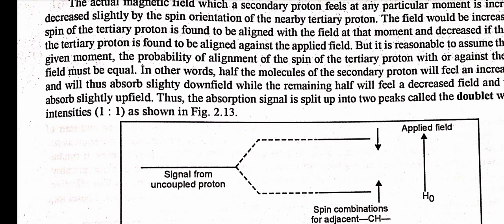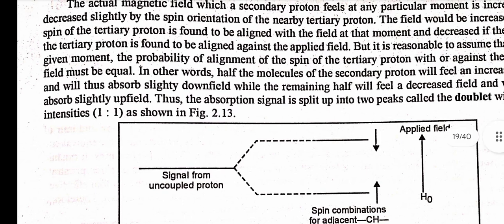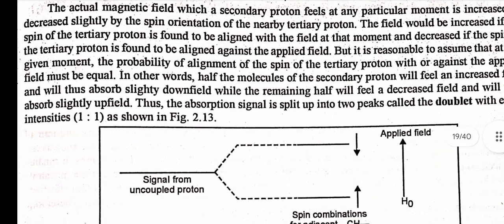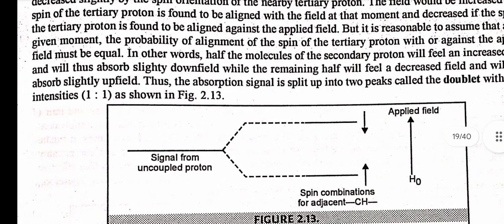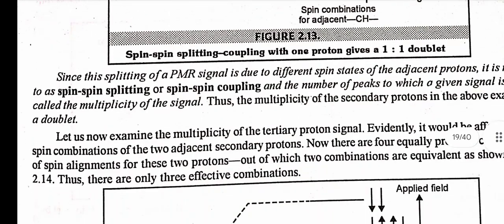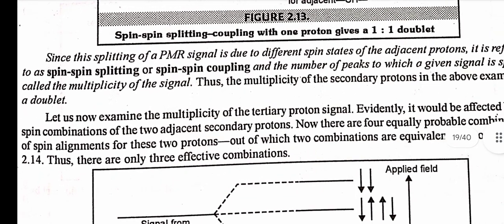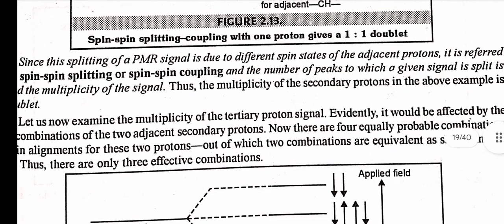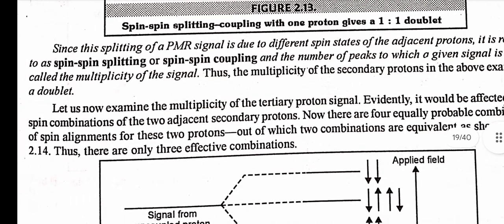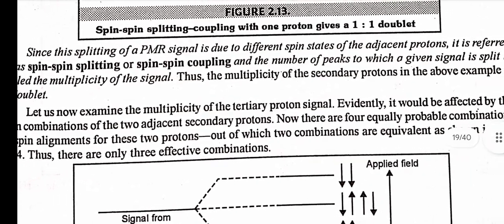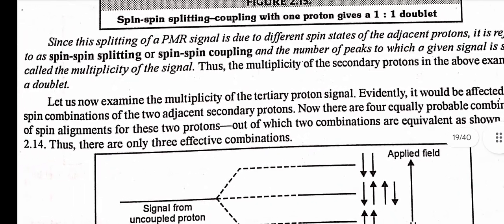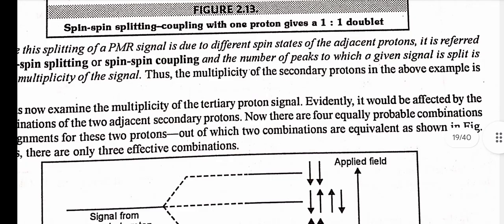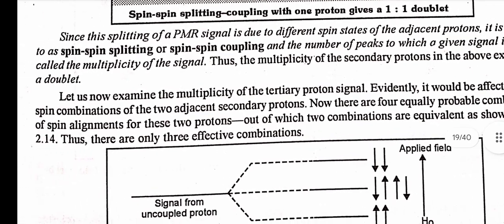In other words, half of the molecules of the secondary proton will feel an increase, and absorb slightly upfield. Thus, the absorption signal is split up into two peaks called the doublet with equal intensities. Since this splitting of a PMR signal is due to different spin states of the adjacent protons, it is referred to as spin-spin splitting or spin-spin coupling, and the number of peaks to which a given signal is split is called the multiplicity of the signal. Thus, the multiplicity of the signal protons in the above example is a doublet.